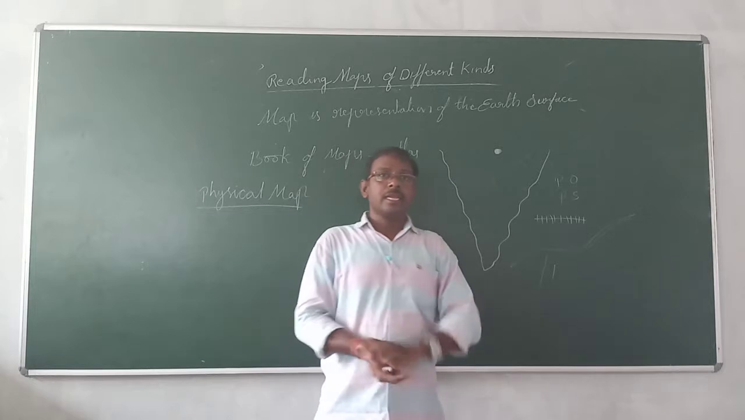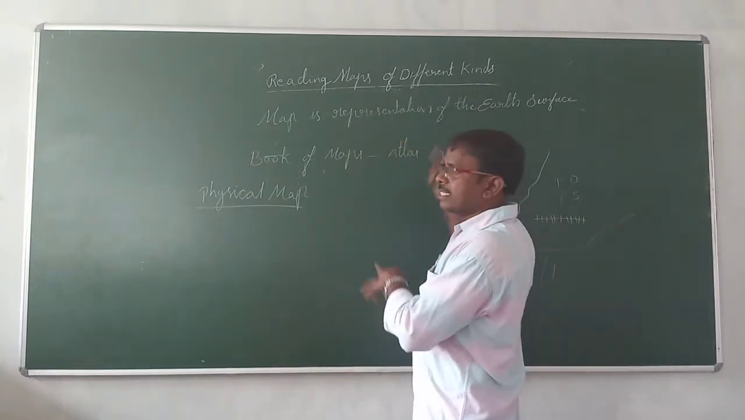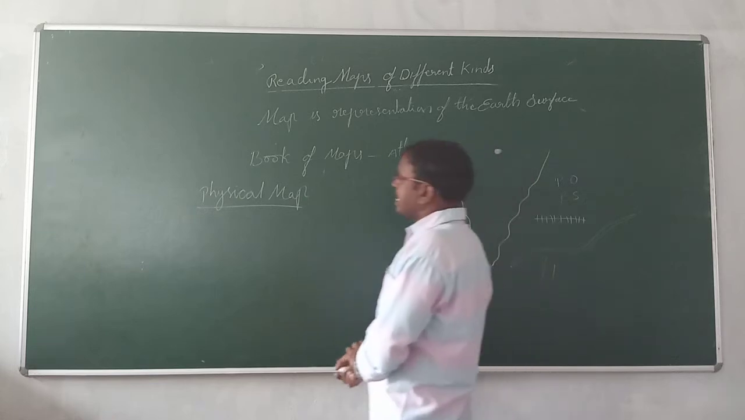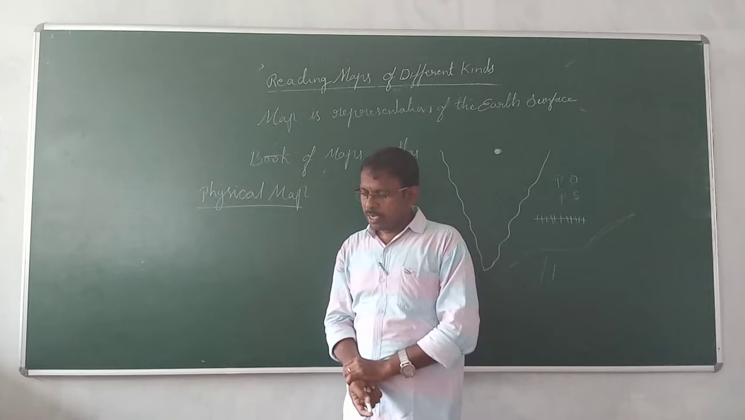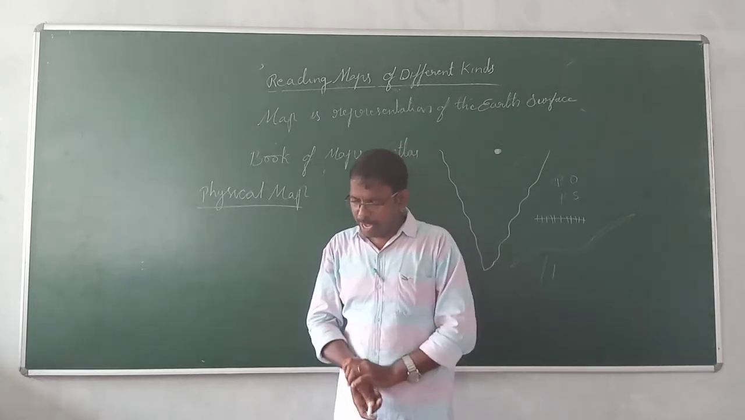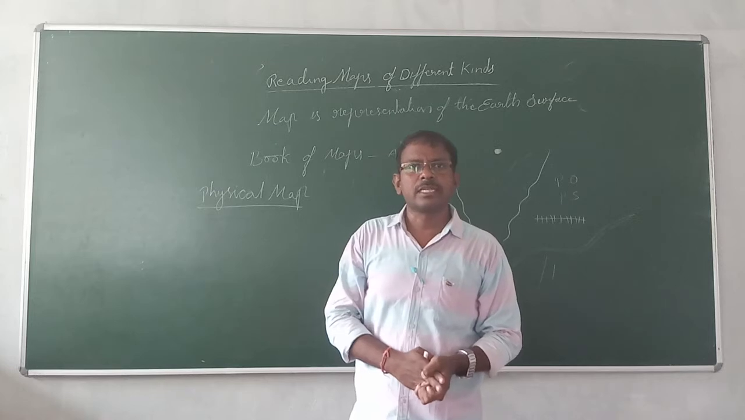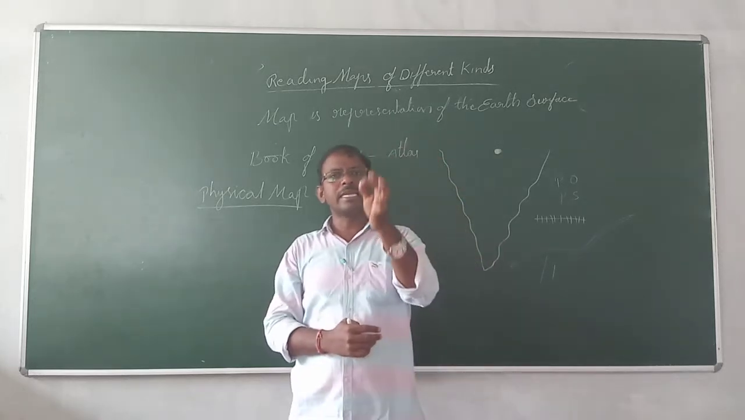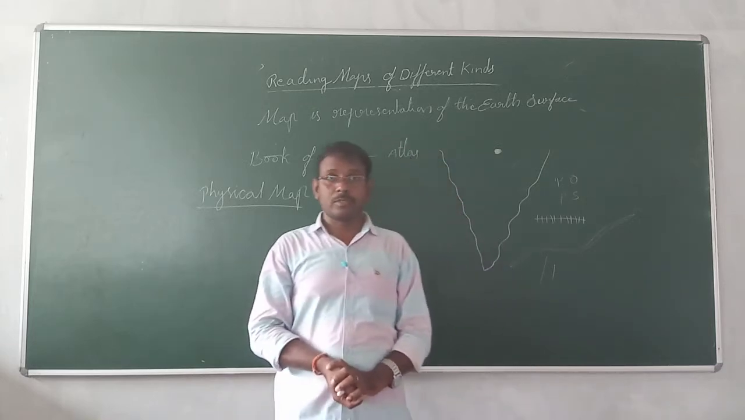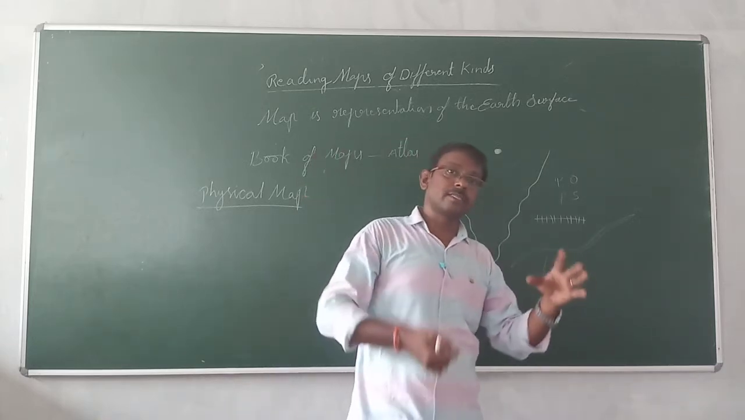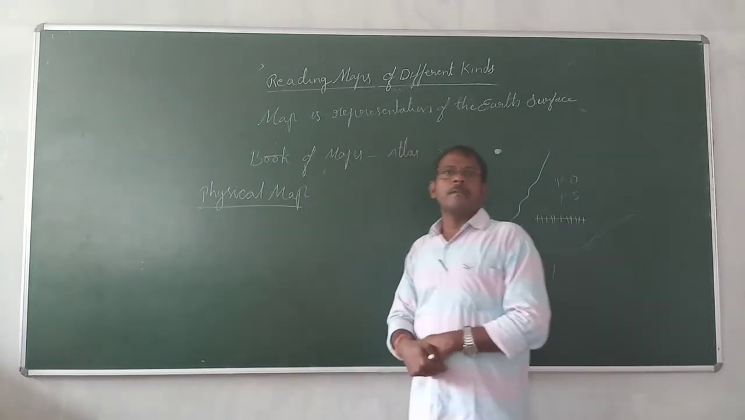Now, mainly in this chapter, the first lesson in 7th class, reading maps of different kinds, we will see physical maps. When you observe a physical map, there are totally different colors and everything. Physical maps mainly tell us landforms, different kinds of landforms: mountains, hills, plains, plateaus. We can see all these things by observing the physical map.